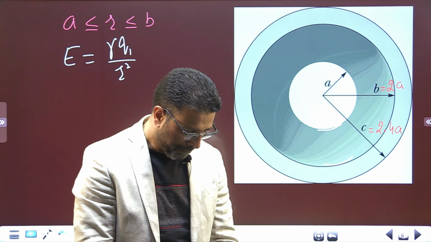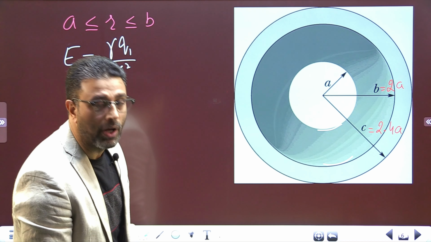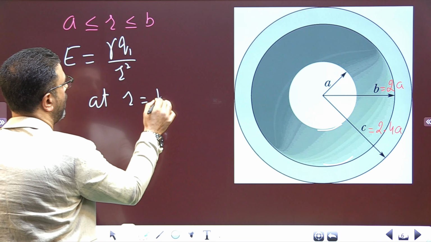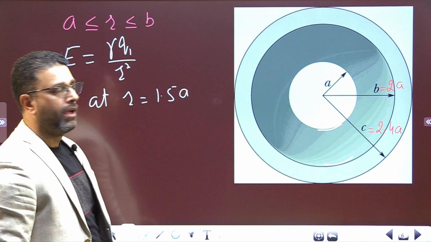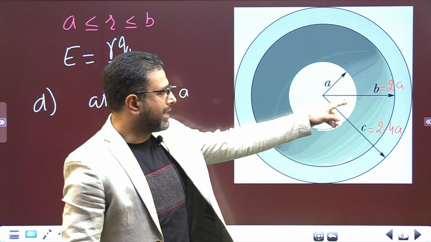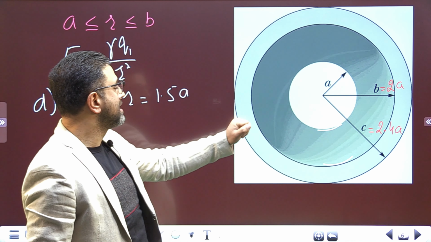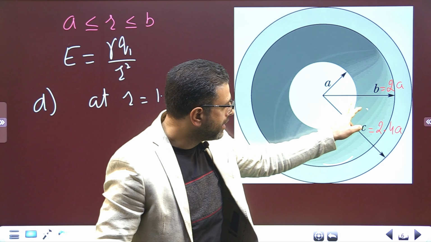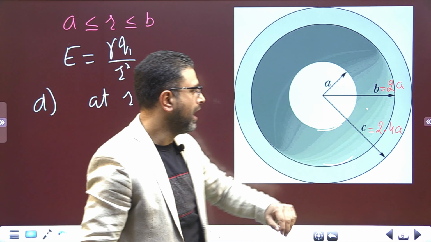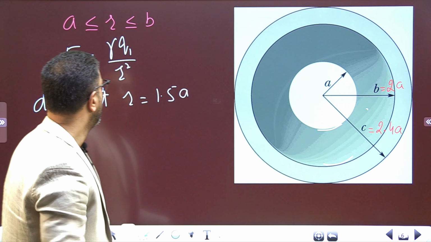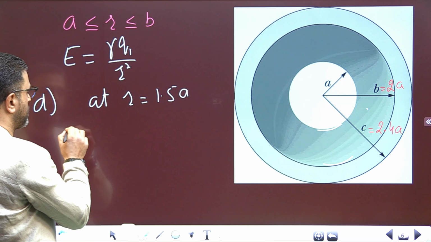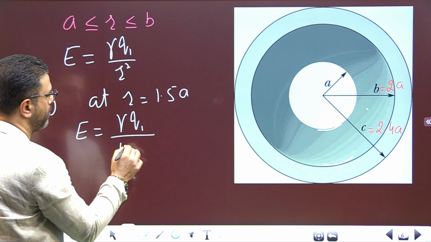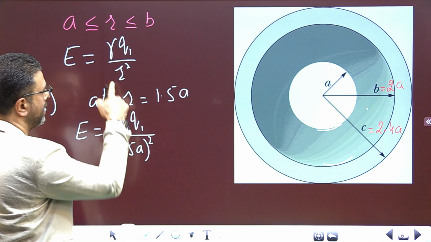Now part D. We're asked to find the field at r equal to 1.5 times a. Now 1.5 times a is clearly greater than a, but less than twice a, so less than b. So we are dealing with a point lying in this region, outside the sphere but inside the shell. So the field will be contributed only by the sphere. The field is gamma q1 divided by r square, with r equal to 1.5 times a.